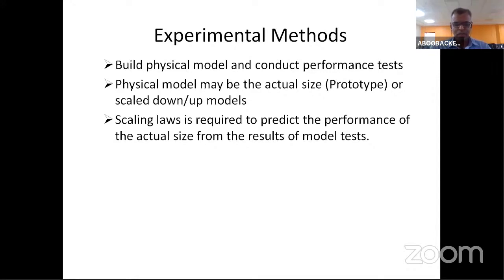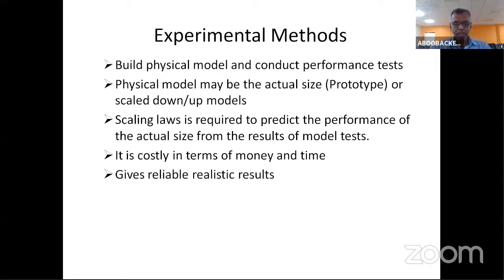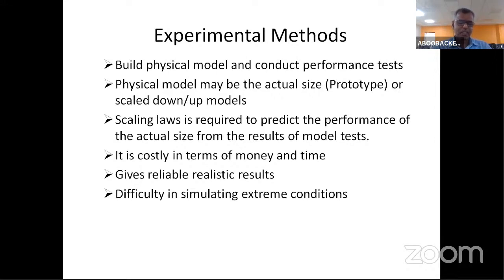So scaling together with the computational method is needed in the case of very critical equipment. The experimental method is very costly in terms of money as well as taking a lot of time. But it gives reliable, realistic results, because we are getting the results from the actual physical system without any modeling errors, numerical errors, or truncation errors, etc. But for experimental conditions, there are some limitations in simulating extreme parametric conditions during the actual experimentation. If it is a computational model, we can simulate any condition because we just need to input some numerical values. Simulating anything is possible.